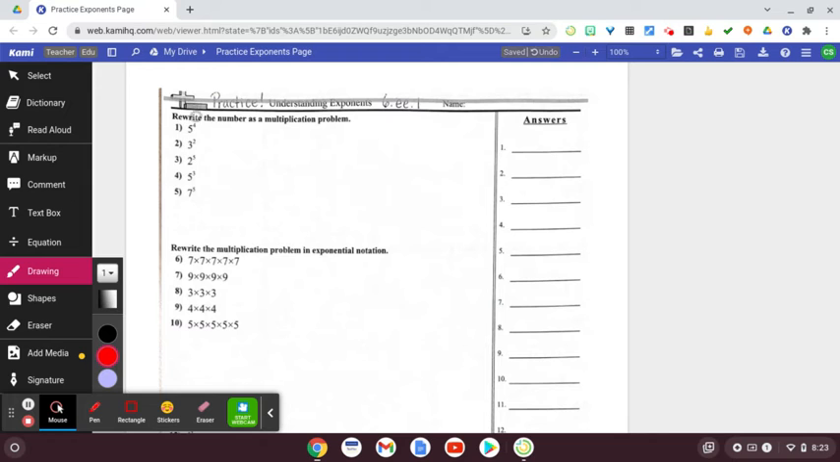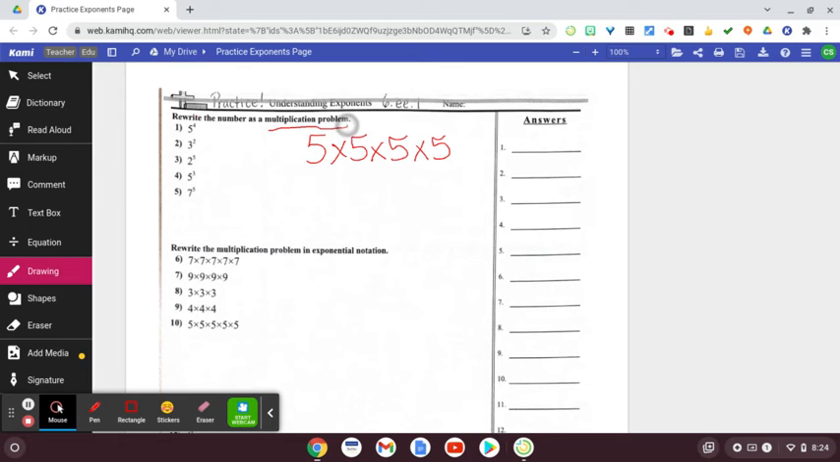So if you take a look at the very top, it tells us to rewrite the number as a multiplication problem. So exponents, all it is, is that the exponent is telling us how many times we're going to multiply the base by itself. So for example, number 1 is 5 to the 4th power, but that really means 5 times itself 4 times. So when we're writing it as a multiplication problem, we're not solving it. So number 1, that's our answer: 5 times 5 times 5 times 5.